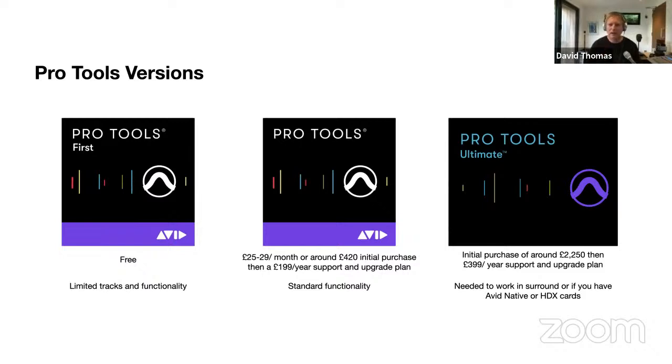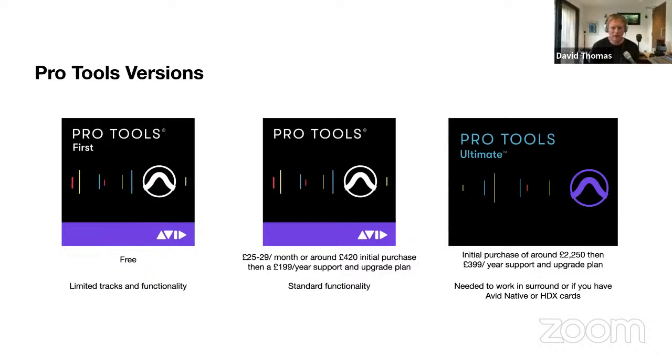But generally speaking, Pro Tools Ultimate is then about £2,250 to buy up front, and then £399 a year after that. So I would say that that's really overkill for most people, unless you're working in surround, i.e. big studios or people that are making movies and things like that. Or if you have some Avid specific cards to add functionality and things like that.